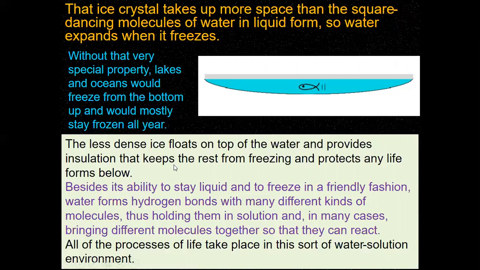So the less dense ice floats on top of the water, as in this picture, and provides the insulation that keeps the rest from freezing and protects any life forms below. So usually, you know, we do ice fishing. That's because we can find water in the lakes below this frozen ice layer.